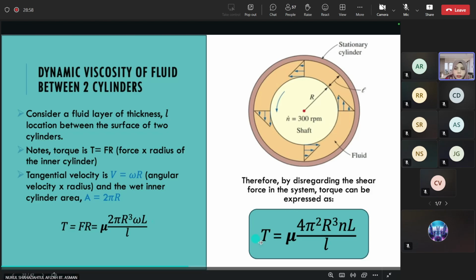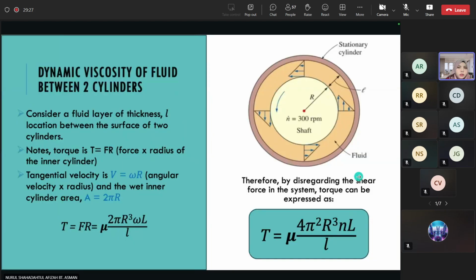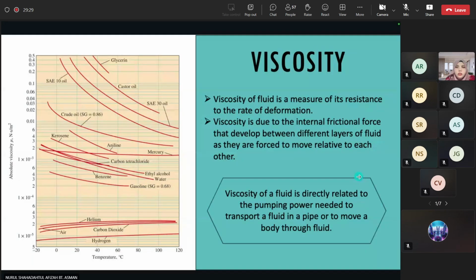So this is the final equation for fluid between two cylinders. This is the first cylinder, and this one is the second cylinder. So our fluid is in the middle here. I think I'll provide the calculation as well.